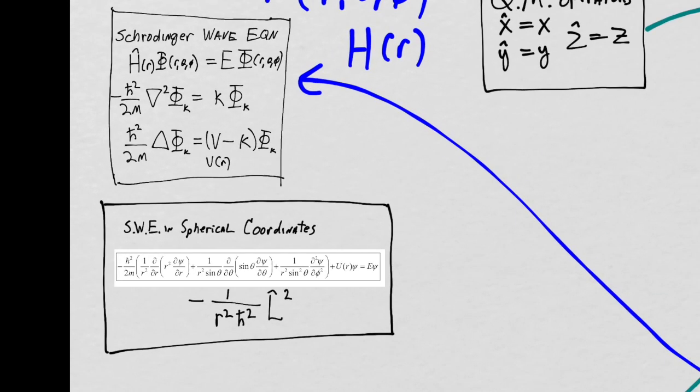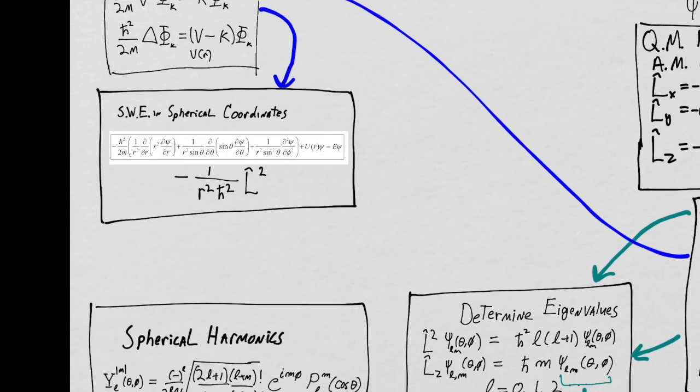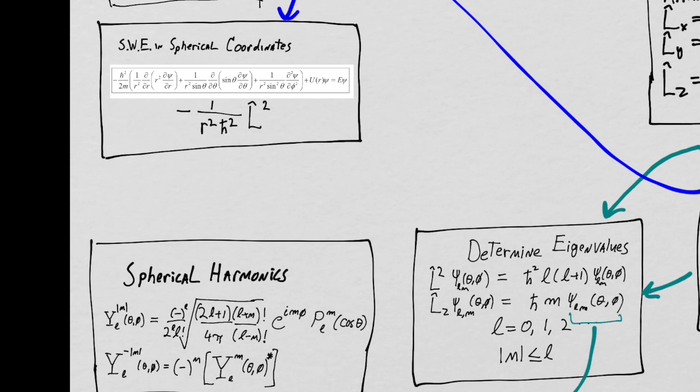So what happens now is we take our Schrodinger wave equation, write it out explicitly in spherical coordinates, and then solve it. And when we solve it, one of the things that's going to drop out of the angular parts are the spherical harmonics.